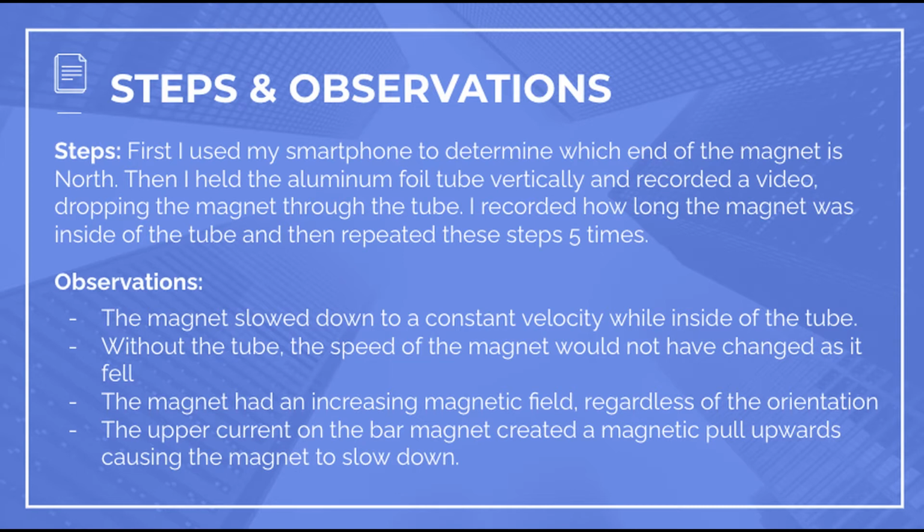So some observations that I found were, first, the magnet slowed down to a constant velocity while inside of the tube. And then without the tube, the speed of the magnet would not have changed as it fell. Also, the magnet had an increasing magnetic field regardless of the orientation. And then the upper current on the bar magnet created a magnetic pull upwards, causing the magnet to slow down.